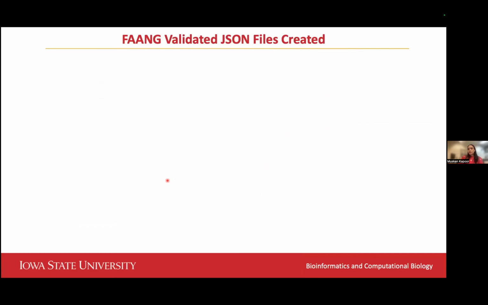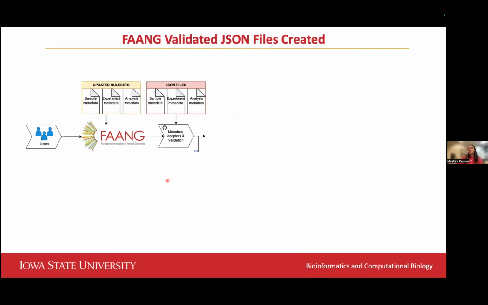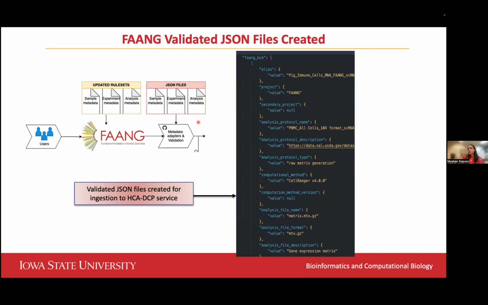Once these files were updated, the next step was to validate the JSON files. So we created these JSON files according to the updated rule sets, validated them, and this is what a JSON file looked like. JSON stands for JavaScript Object Notation. And this is an example of the analysis file, where you can see the name and the attribute listed for the analysis file and the value filled in by the users.